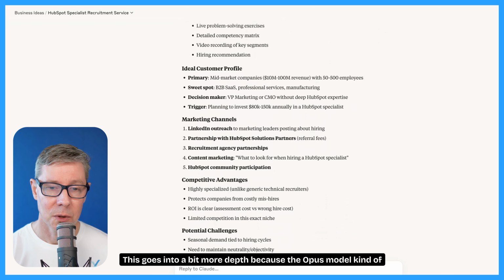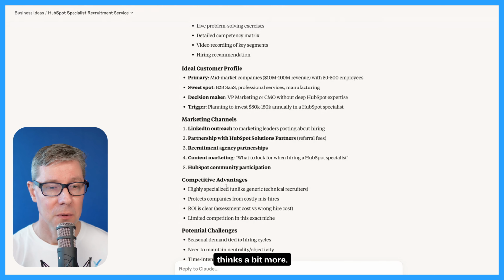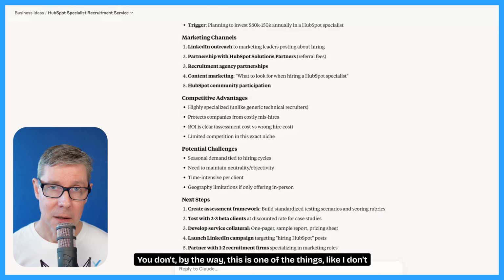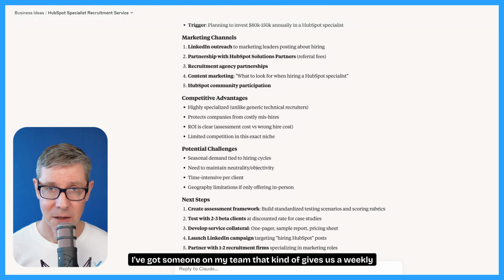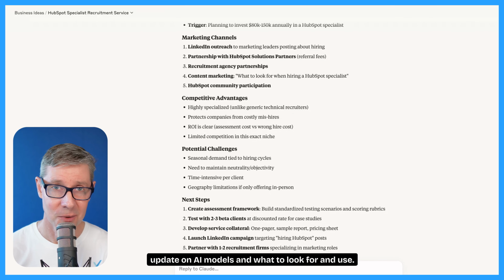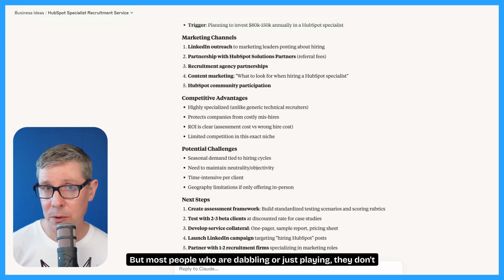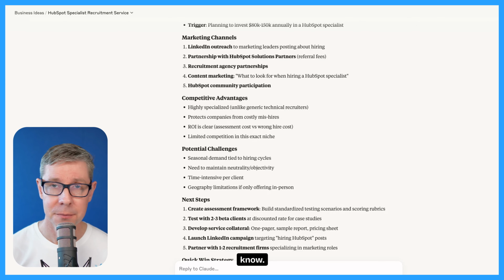This goes into a bit more depth because the Opus model kind of thinks a bit more. By the way, this is one of the things: I don't know all the different models. How do you keep up? I've got someone on my team that gives us a weekly update on AI models and what to look for and use. But most people who are dabbling or just playing don't know which one should I use?